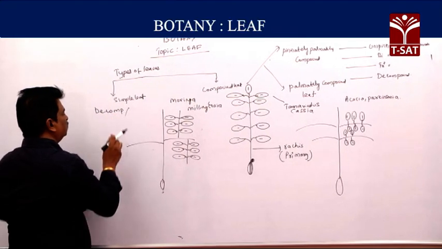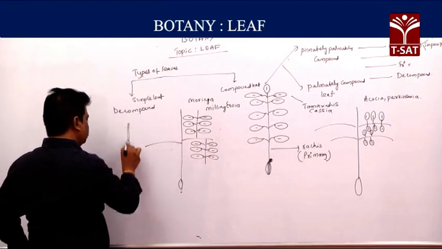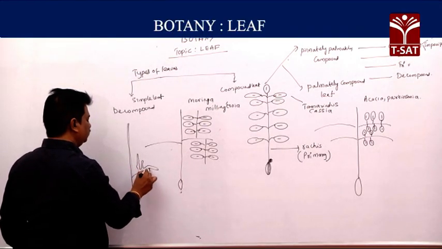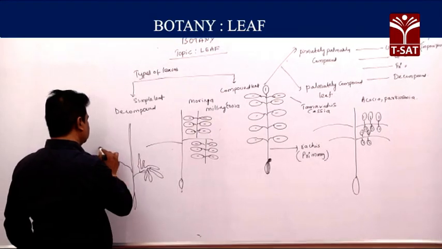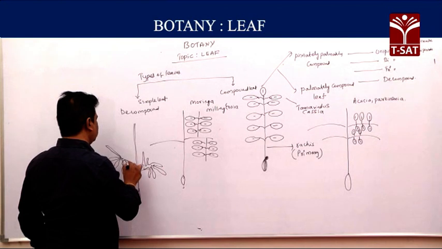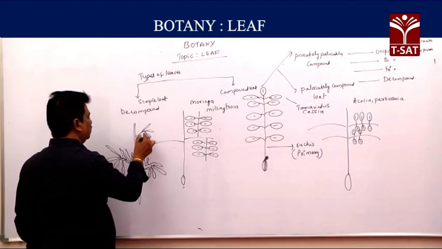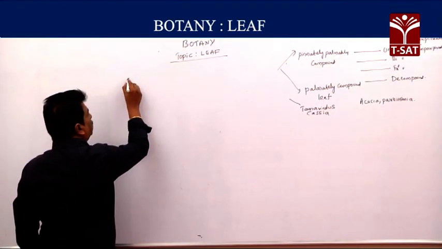Here decompound leaf means decompound leaf lamina. In decompound leaf, the leaf lamina is irregularly divided. If the leaf lamina is irregularly divided into lobes, that is called decompound leaf. Example for decompound leaf, Coriandrum sativum, and common name for Coriandrum sativum is coriander. Next one, palmately compound leaf.